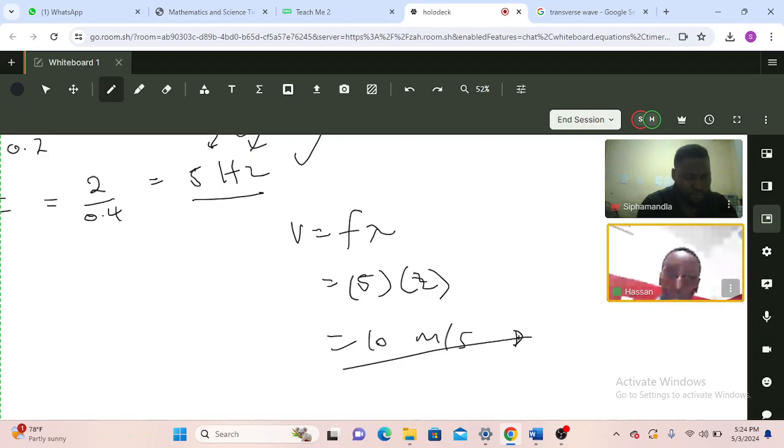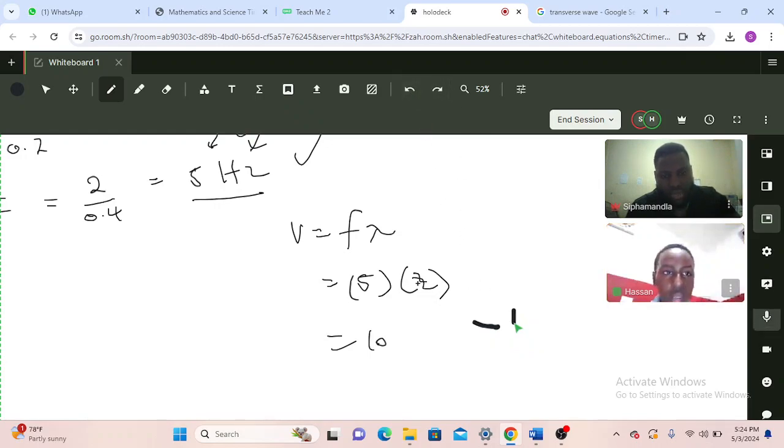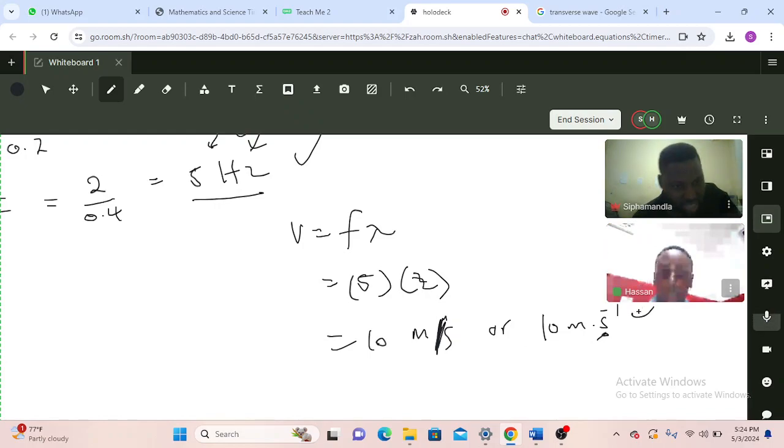Wasn't you supposed to put -1 there, instead of meters per second? Oh, yes, you can. Let me show you this. If my unit is meters per second, I can do it this way, or I can put it this way. I can say 10 meters per second. You understand? This or this means the same. It's up to you. If you want to write it this way, write it this way. If you want to write it that way, that's fine.